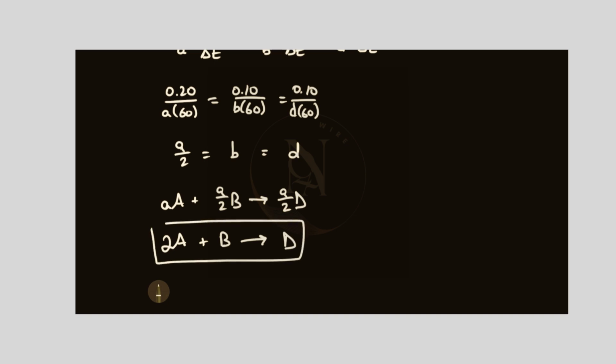So our balanced equation here, if we have a single A, it would be A plus A over 2 B producing A over 2 D, or 2A plus B producing D, and this would be our overall equation.